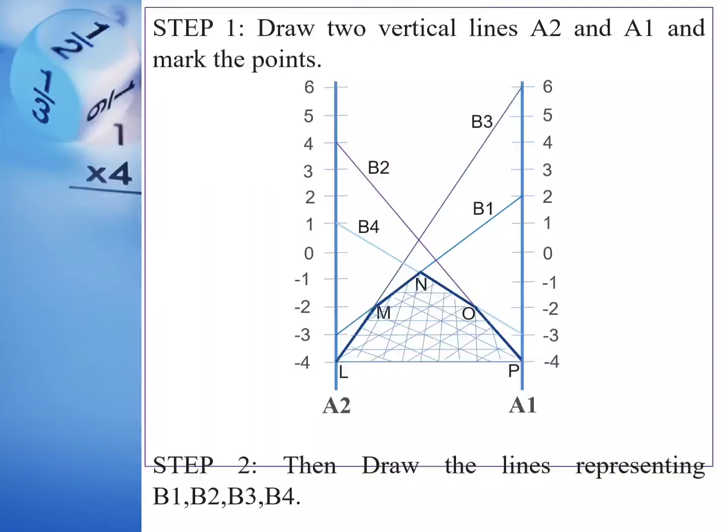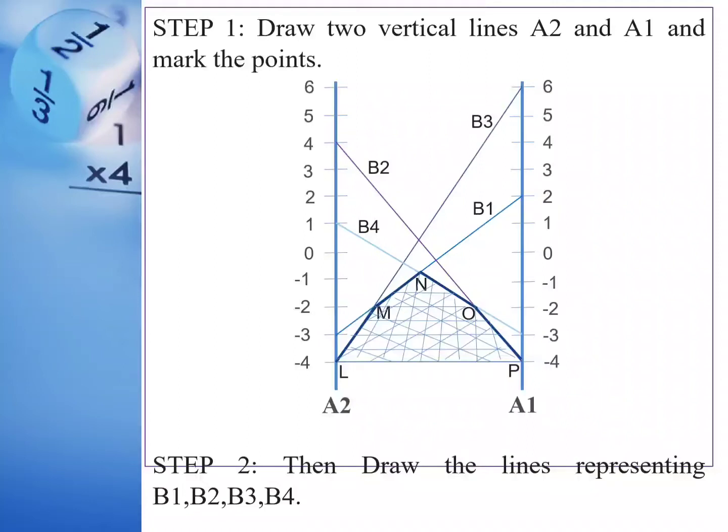To draw the line B1, take 3 on A2 and 2 on A1. Then join them. Similarly, draw B2, B3 and B4. Here we get a lower area bounded by the lines B1, B2, B3 and B4, which is LMNOP. Therefore, N is the required point as it is the maximum point. Here we can see that N is the maximum point.